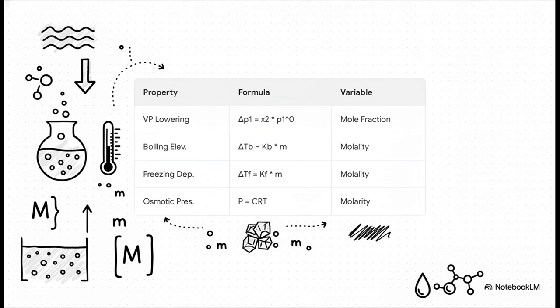Notice the distinct progression of the concentration variables across the four rules. For the relative lowering of vapor pressure, your key variable is mole fraction. For both boiling elevation and freezing depression, the key variable shifts to molality. And finally, for osmotic pressure, we use molarity. By directly comparing these formulas side by side, you can immediately identify which concentration unit you need to calculate first, based on whichever property you're testing. Take a mental snapshot of this.